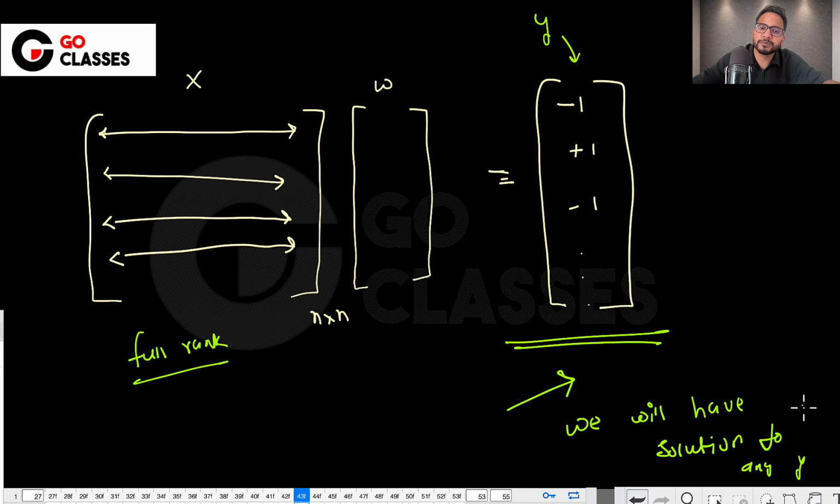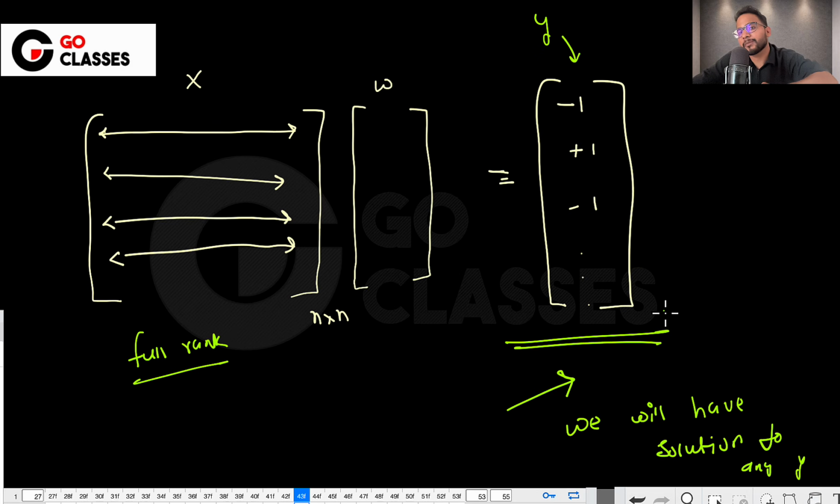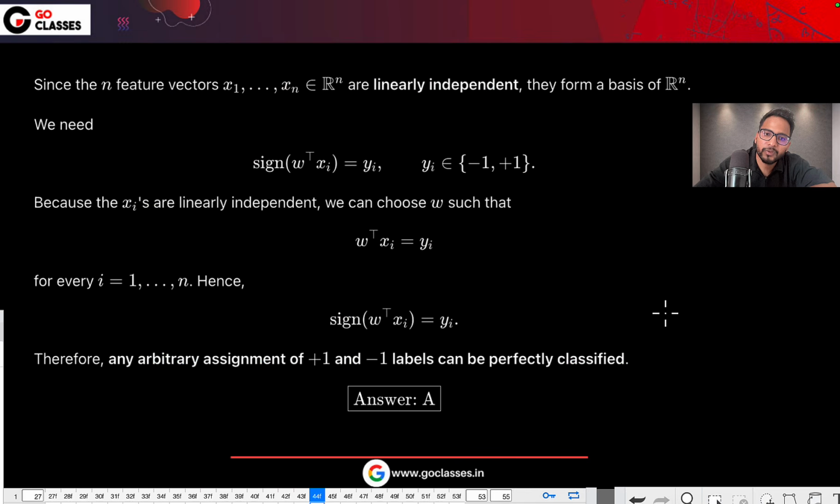Which means there exists a w, there must exist a w, and you can have any y here, there will be a w correspondingly. So for any assignment of +1 and -1 labels to n points, there exists a weight vector w to correctly classify all the points. So that's why A is the correct answer here. Understood? Such a linear classifier can correctly classify all the points, and all the other answers are wrong. So basically A is the correct answer, because you can have any y here, there exists a w. Yeah, so the answer is A.